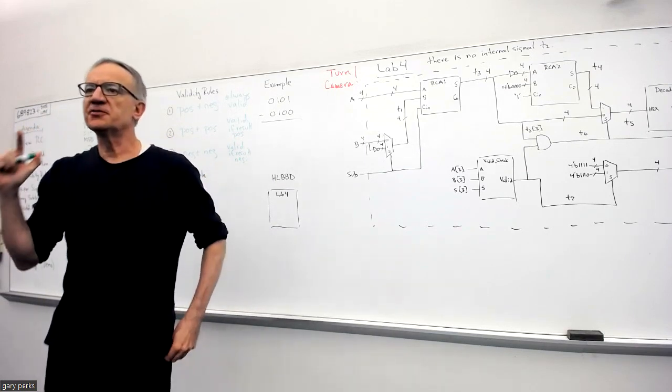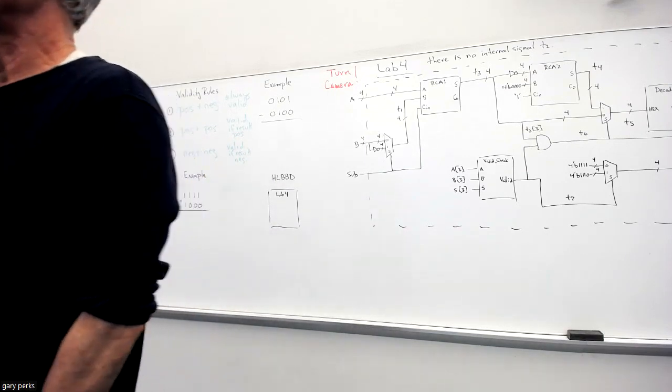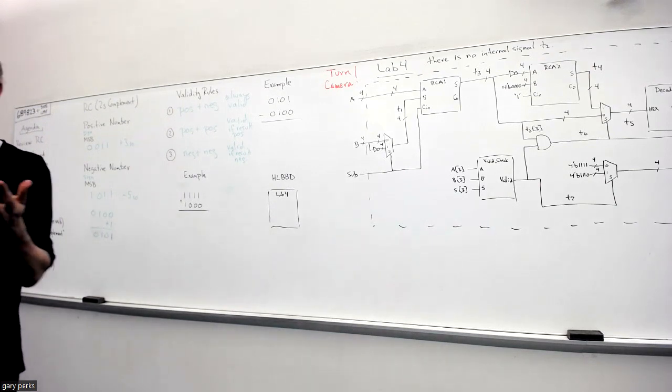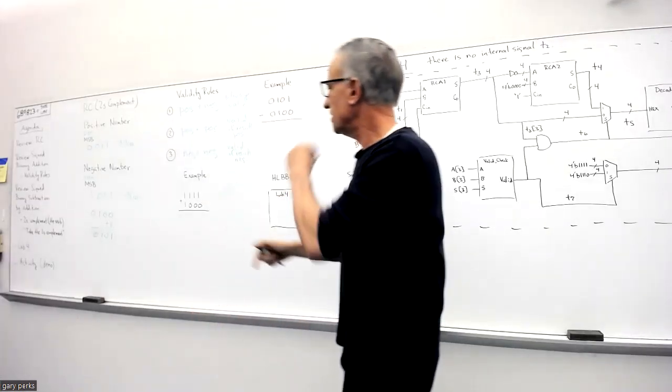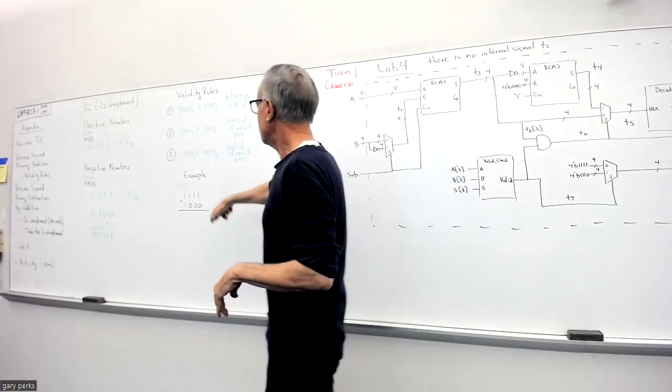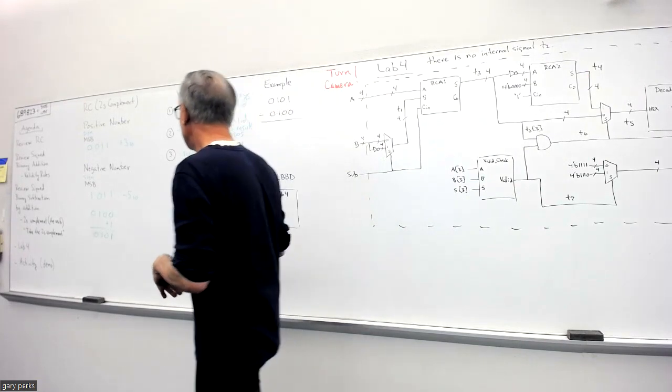Now, those are our validity rules, but I also pointed out last time that another way you could check is to see if your answer is within the range of values that you can get from that number of bits. That's another way you can check it. But these are the 3 validity rules. So let's just do a couple of examples here. First, let's do this addition example.